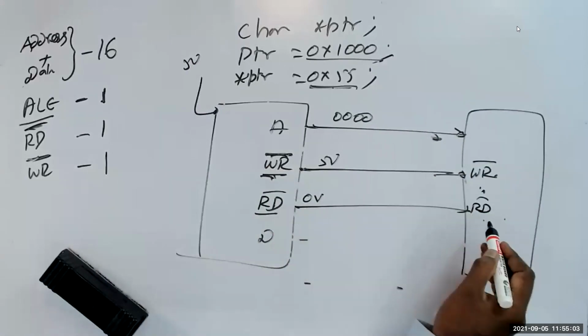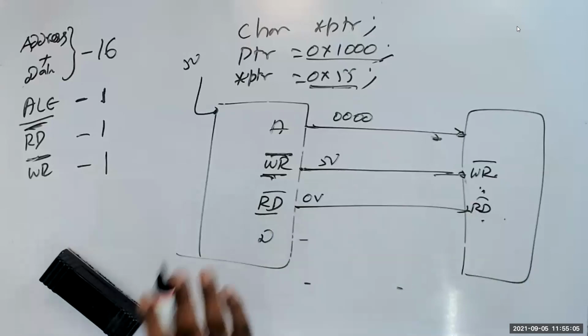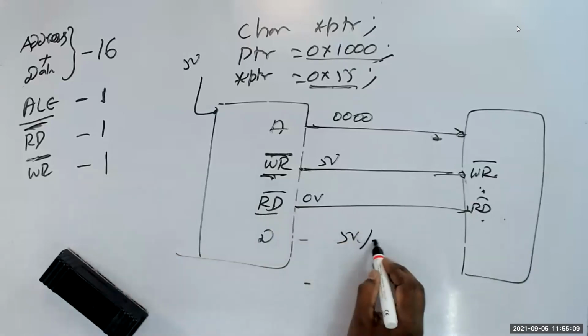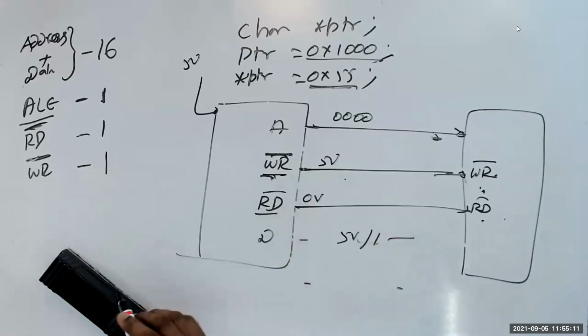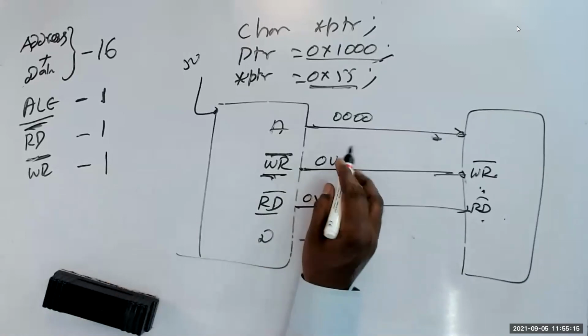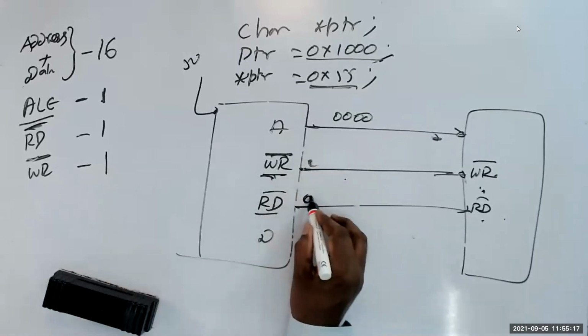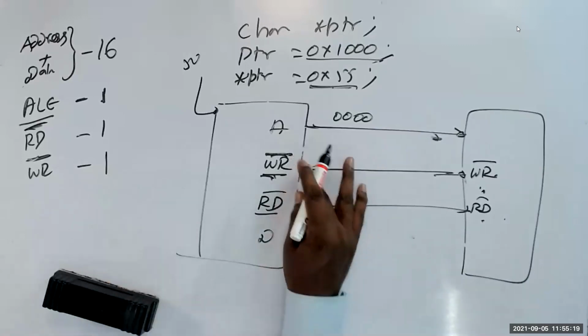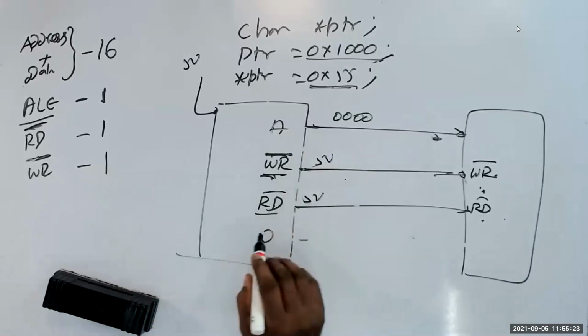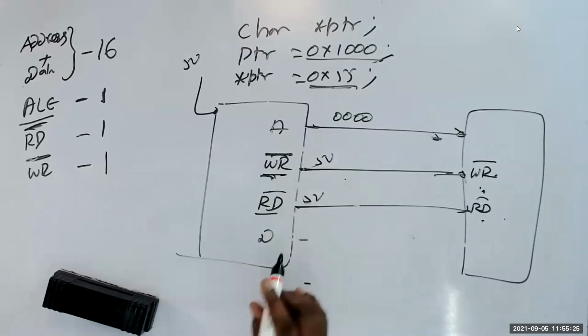To tell the memory that I'm reading. So previously we discussed 5 volt or 1 means write. Now I'm telling you that when it becomes 0 volt, it means write. When it becomes 0 volt, it means read. When both are 5 volt, then I'm not reading, I'm not writing.